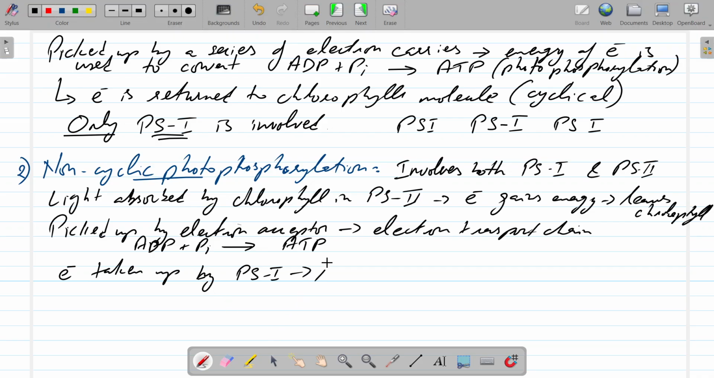Again, light energy, excited electron, high energy electron, released or leaves. Now what happens is that electron is picked up by NADP.